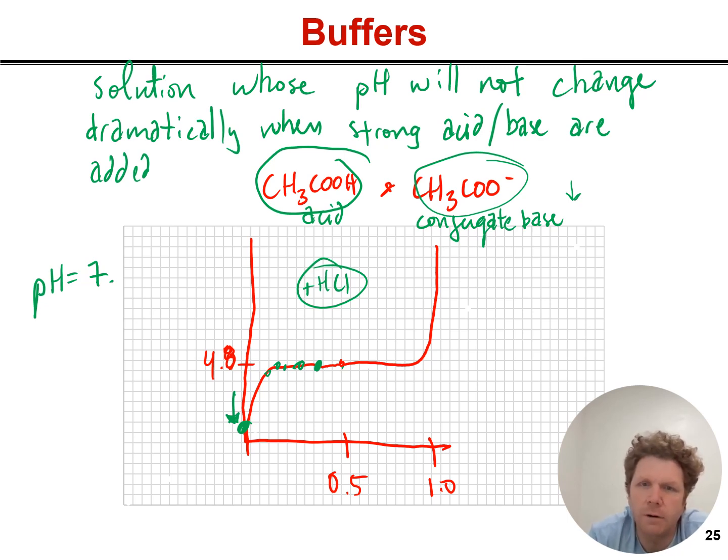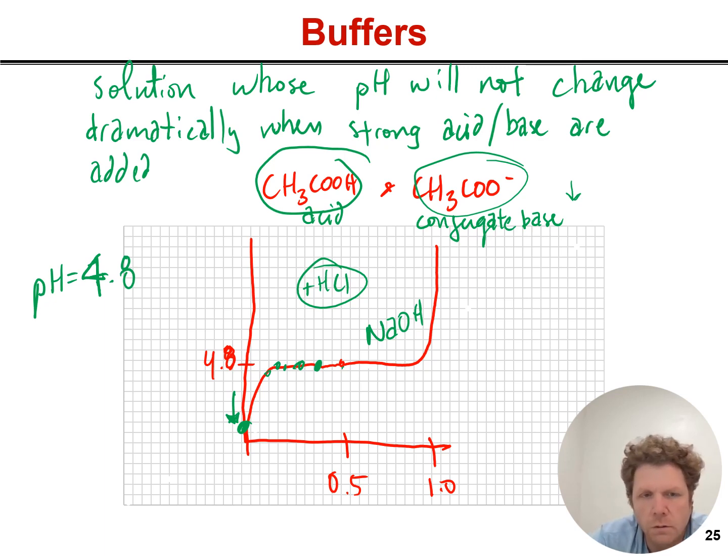Whenever you're making a buffer, determine the pH that you want to make that buffer at, and then find an acid and conjugate base pair that give you a pKa close to that desired pH. So if you wanted to make a buffer with a pH of 4.8, acetic acid is perfect because you can add acid or you can add a strong base like sodium hydroxide, and the pH isn't going to change very much.